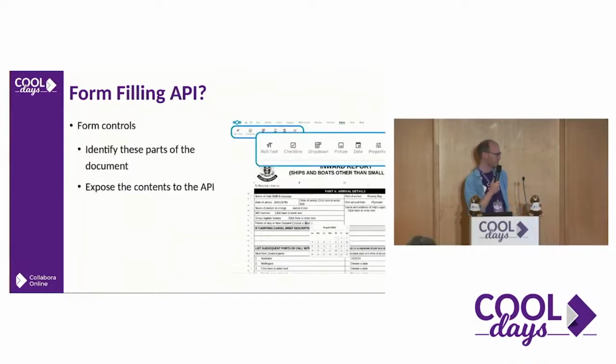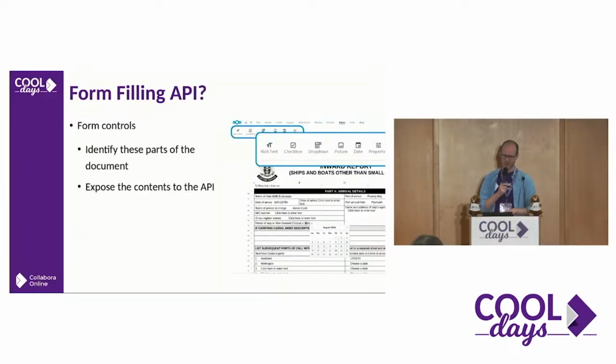So what is this API doing? It's fairly basic, really. It will scan. Oh, you can't see. Am I standing on the cable? I'll tell you what it does. It will identify the parts of the document that have these form controls. So scan through and see, here is a date picker, here is an image, here are some checkboxes, and then expose those to an external application. So that's quite handy.